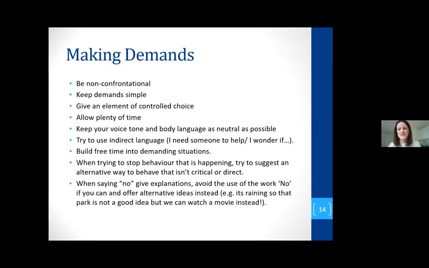And when you're saying no to them, you want to try and avoid using the word no, because it's a trigger, but also try and offer alternatives. So if they say, can we go to the park? We go to the park, we go to the park. No, we can't. They're going to get very cross. But you can instead say, oh, it's raining. The park won't be a good idea. Why don't we watch a movie instead? So that kind of thing hopefully will then make it less stressful for them.